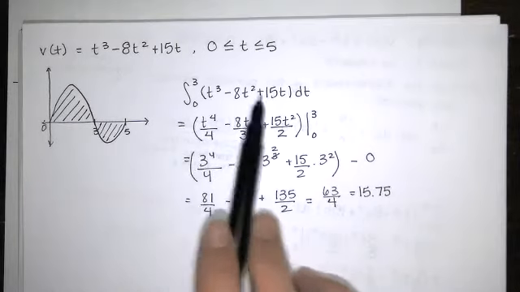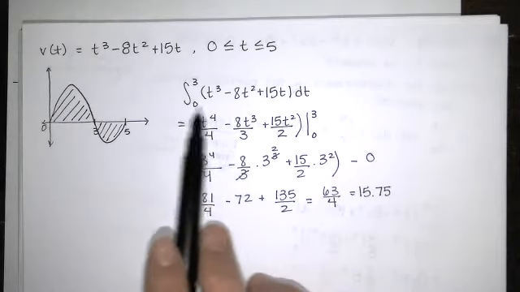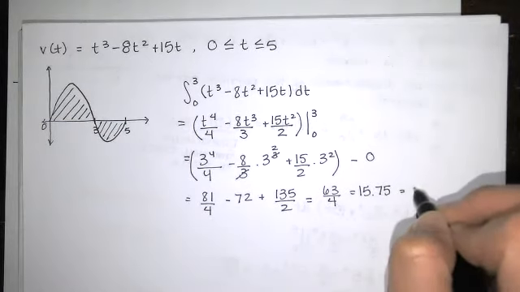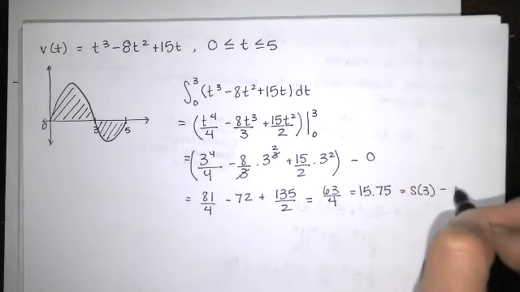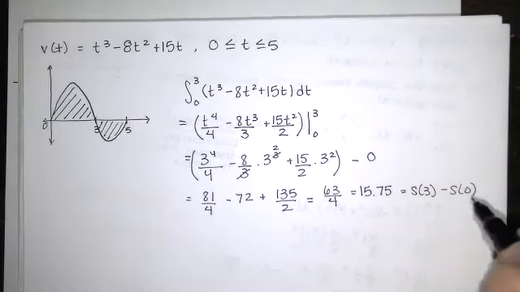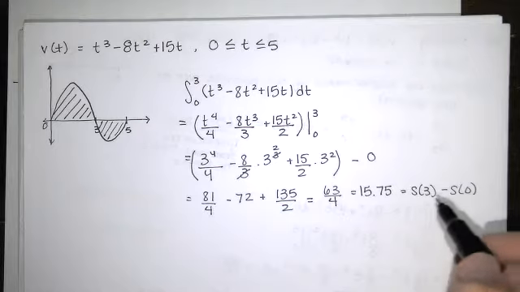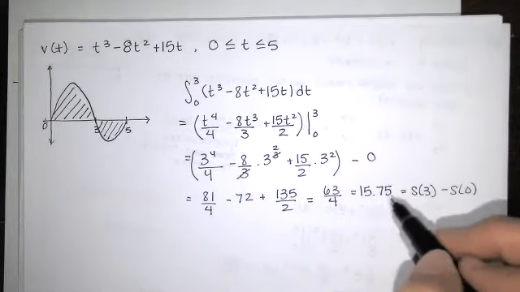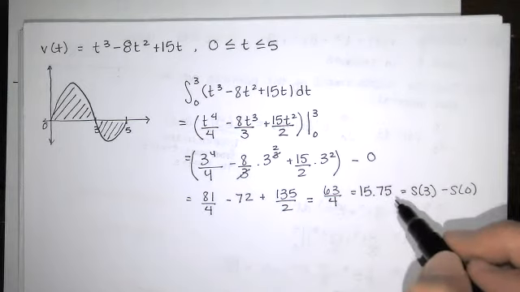If you're saying to yourself, what does that mean? Well, remember how we interpret this. This is the integral of velocity from t equals 0 to t equals 3. So this is s of 3 minus s of 0. Now, I don't know where we started at time t equals 0, but I know that over the time interval from t equals 0 to t equals 3, our displacement was 15.75 units.